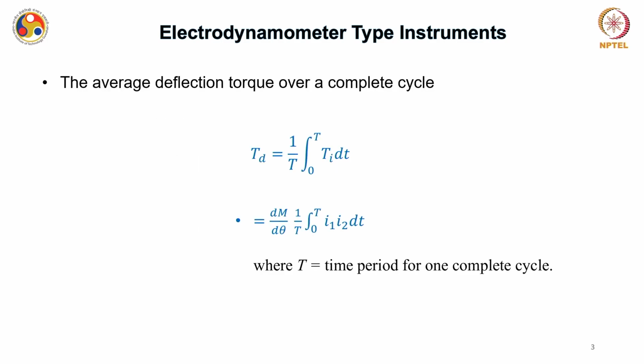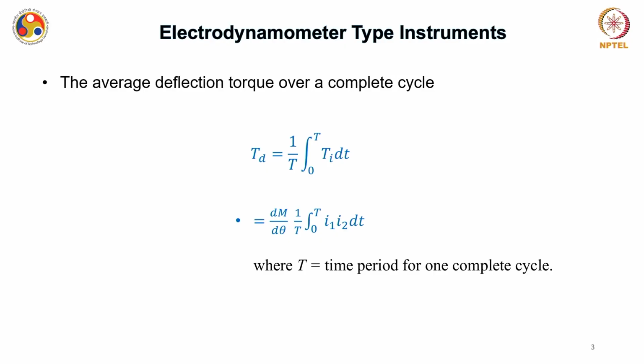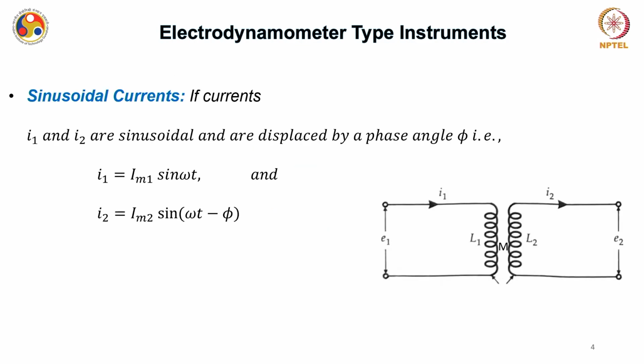We also saw the average deflecting torque over a complete cycle of any AC signal. When the instantaneous torque is I1 I2 into dM by d theta, the average deflecting torque is equal to dM by d theta into 1 by T, integration from 0 to the complete time period, of I1 I2 dt, where T is the time period for one complete cycle.